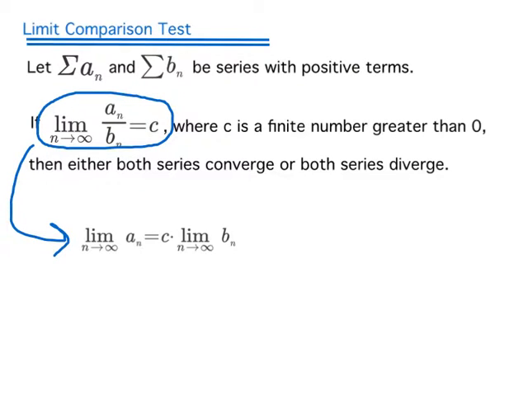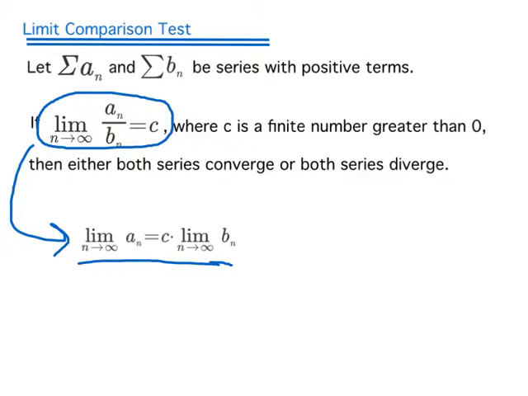The reason for that is if you look at this limit, what this is essentially saying is that, okay, so I rewrote our original limit, and what I did was I broke up the limit of the quotient to be the quotient of the limits. So essentially limit as n approaches infinity of a sub n divided by the limit as n approaches infinity of b sub n, and then I multiplied both sides by the denominator, and I ended up with this. The limit as n approaches infinity of a sub n is equal to c times the limit as n approaches infinity of b sub n.